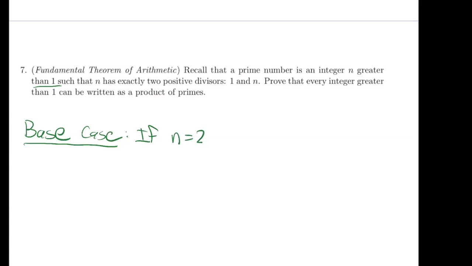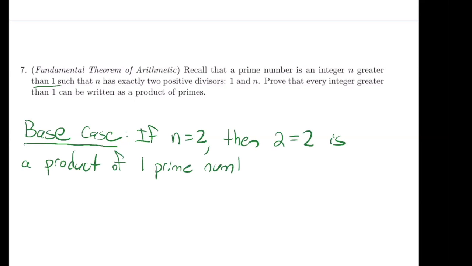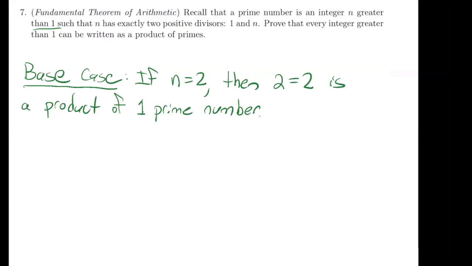If n is equal to 2, then 2 is a product of 1 prime number. I'm just trying to be a little bit careful by saying I'm going to write 2 as 1 times 2, and that's a product of 2 prime numbers, because again, 1 is not a prime number, but 2 is. So it's fine to write a product that only has 1 thing in there. That was some discussion that I saw in the groups, like what happens with 1.